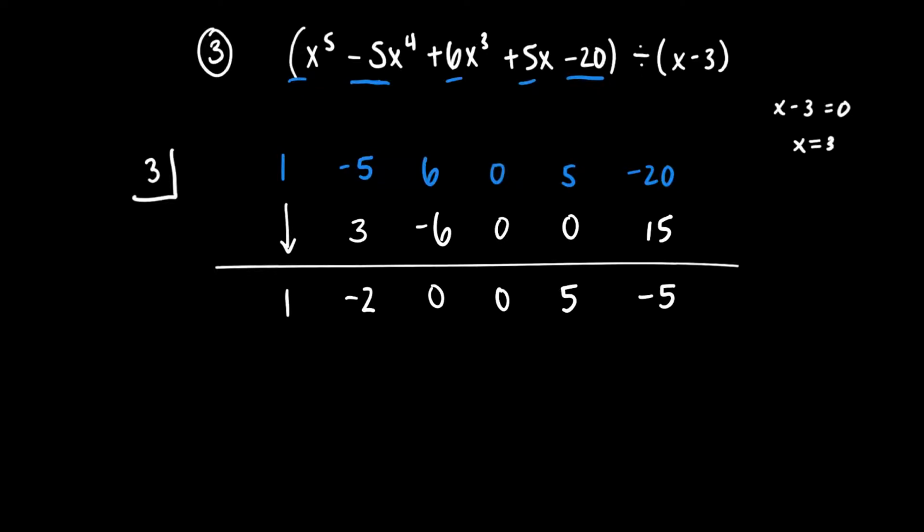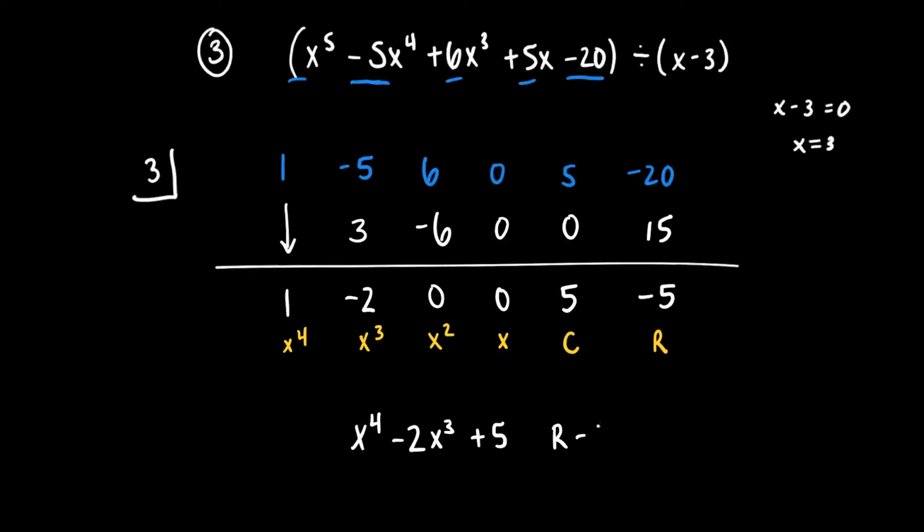So this one's a little different from the ones that we've had, but that's okay. This is going to be our remainder term. This will be our constant term. This is our x squared, x cubed, and x to the 4th. So our answer here is going to be 1x to the 4th. I'm just going to write x to the 4th minus 2x cubed plus 0x squared plus 0x. You can write those, but I'm not going to write them. Plus 5. And then we have a remainder of negative 5.